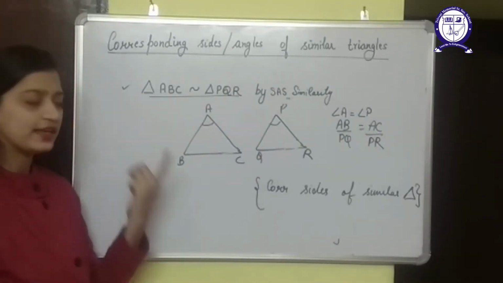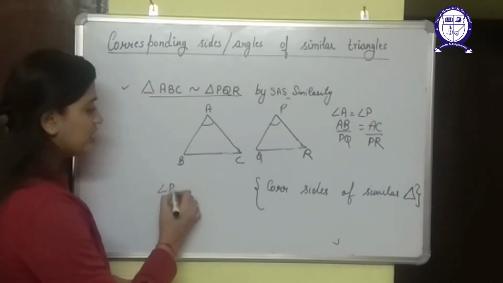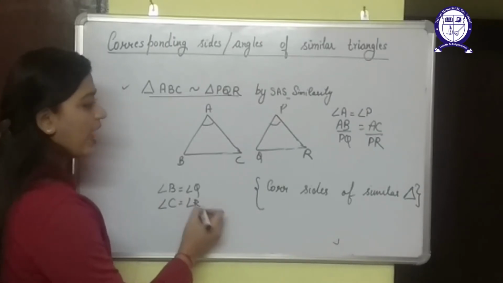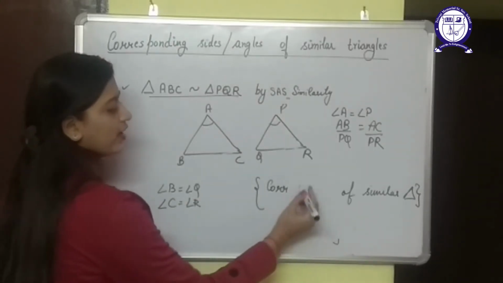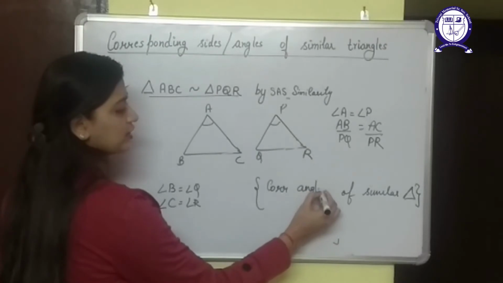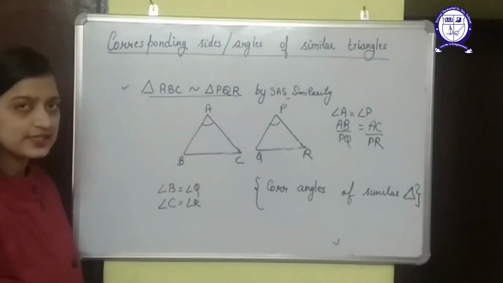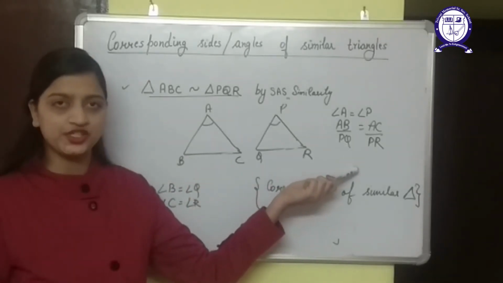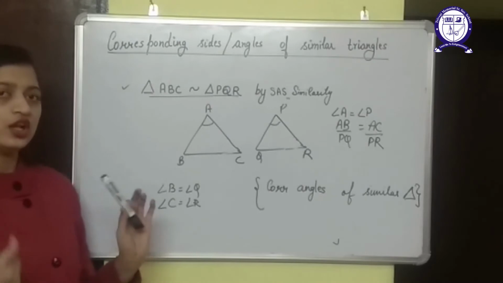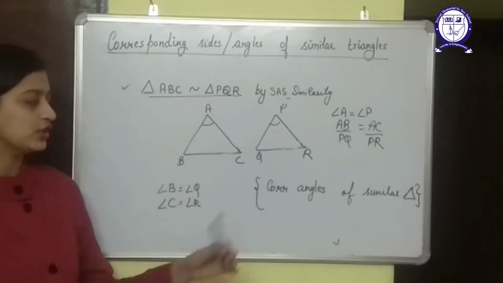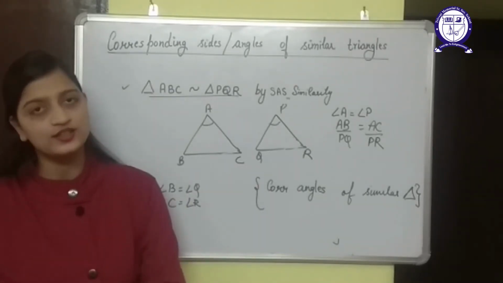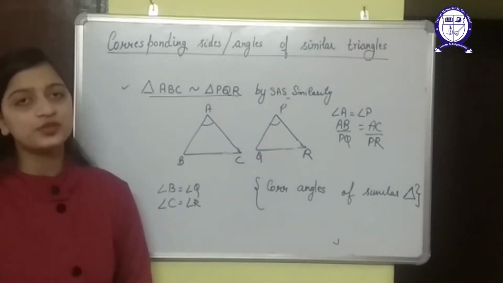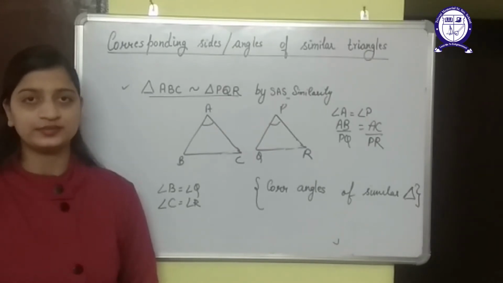Then after that I can say angle B is equal to angle Q, angle C equals angle R, and the reason will be corresponding angles of similar triangles. So you can see that the things which are left behind while proving any question will be proved equal, or proportional, by the properties of corresponding angles of similar triangles and corresponding sides of similar triangles. So now let's do some questions to understand this topic.